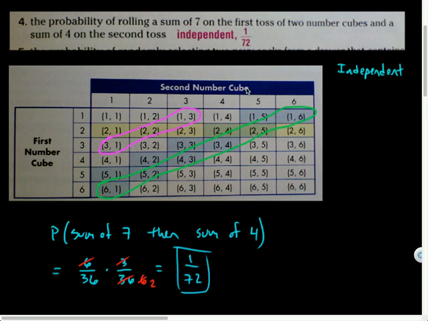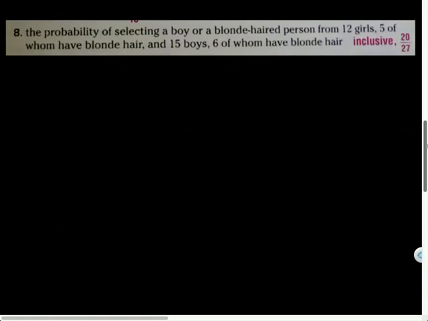Also, I just want to point out that if this was an OR problem, if it said rolling a sum of 7 or a sum of 4, these two events would have been mutually exclusive, and I could have added their probabilities and not had to worry about overlap if it was a single toss of the dice. So, next question, 8.